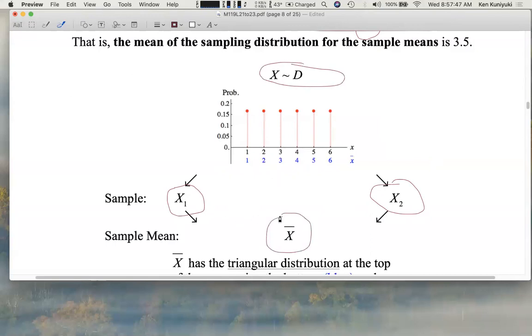X bar, the sample mean, is also a random variable. I won't know the value of this yet until I get values for x1 and x2. But I do know that whatever happens, to get the value for x bar, I'm going to add these two values up and divide by 2.